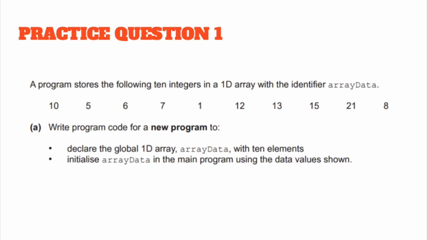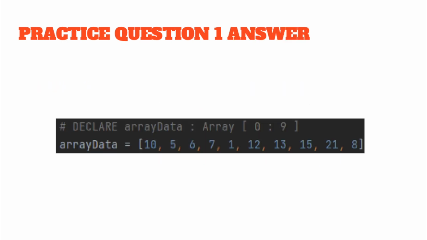Pause the video, have a go, see if you can do this, and if you can't, continue on to see a possible solution. You should have something like this: a comment statement which declares array data, which is basically an array of 10 elements. Now you could also add the type, that this would be an integer type. Since all the data is integer, you can write it down any particular way: declare array data, colon array of integer, or array brackets 0 colon 9 of integer type.